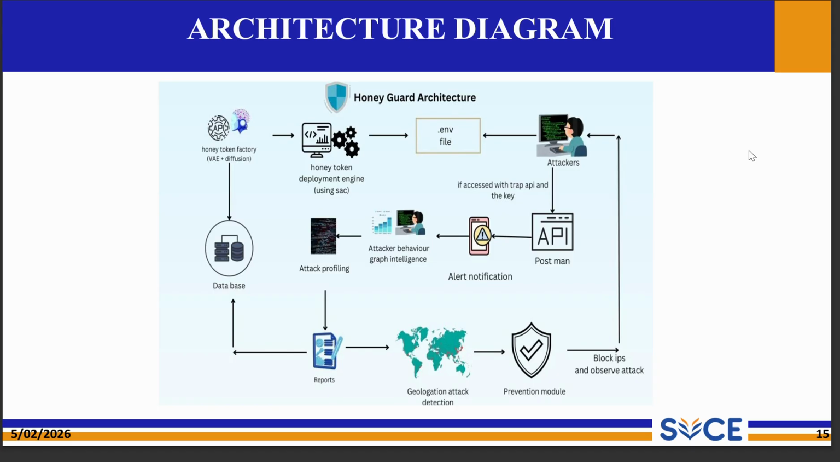When an attacker accesses a trap API key, an alert is immediately triggered. The system then runs attacker's behavior graph intelligence, performs attack profiling, generates reports, conducts geolocation-based attack detection, and feeds into the prevention model, which blocks malicious IPs and continues observing attacker behavior for further analysis.